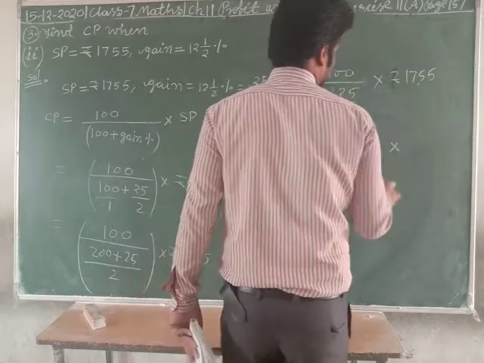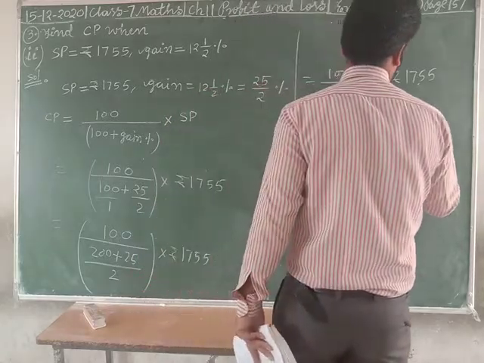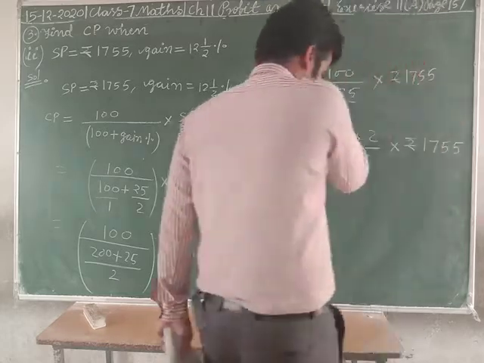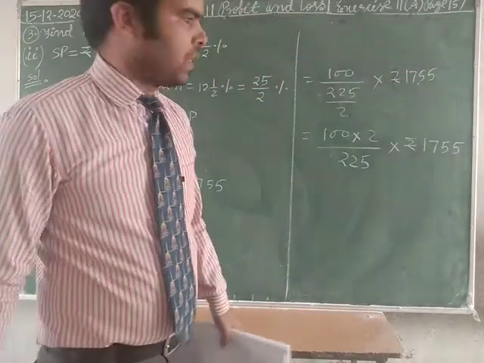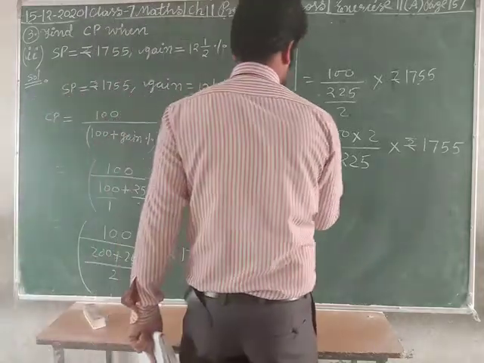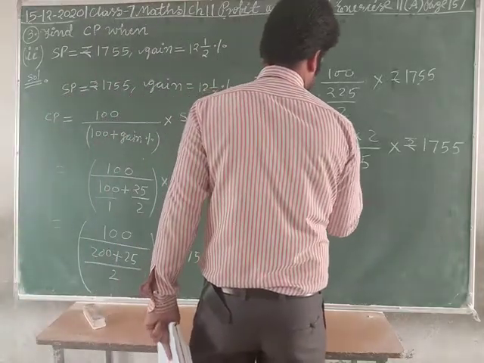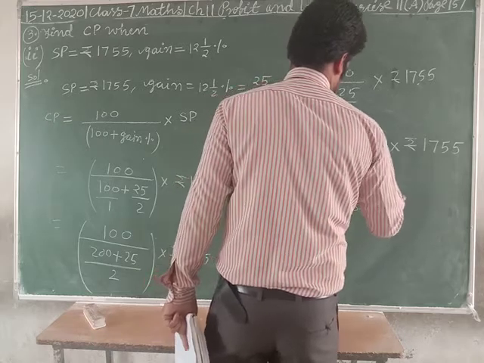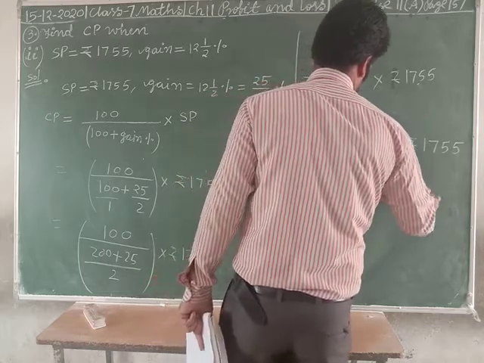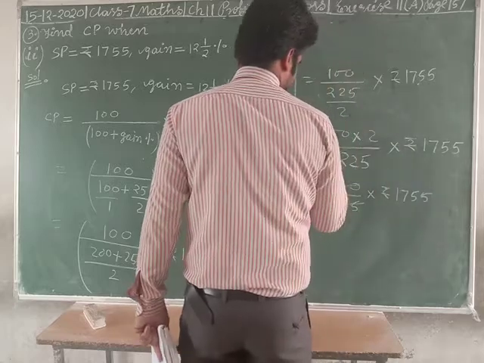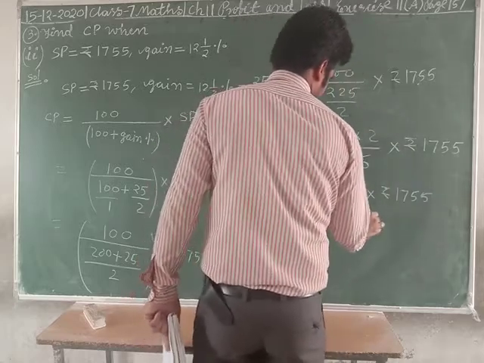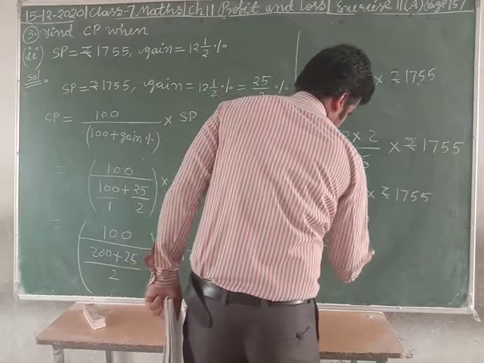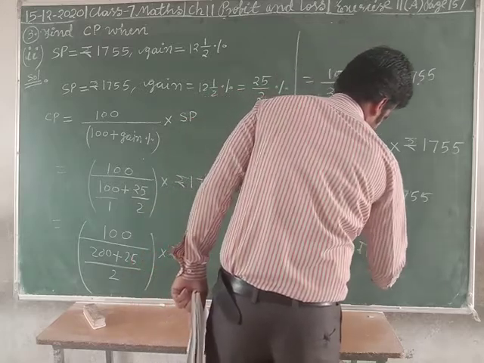225 into rupees 1755. Okay students, now it will be 100 into 2 upon 225 into rupees 1755, which is 200 upon 225. Now we cut it by 25, it becomes 8 and this becomes 9. Now we write 8 upon 9 into rupees 1755.